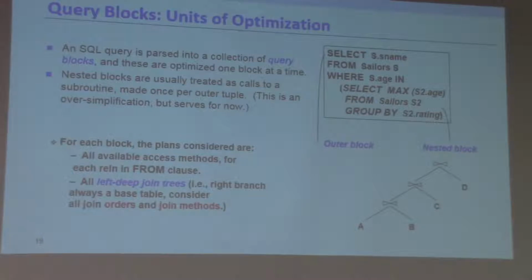The next thing I want to talk about is the unit of optimization. A generic SQL query can be really complicated. It can have multiple levels of nesting, if you recall what a nested query is. Those are notoriously hard to optimize, especially nested queries with correlations between the inner and outer block. I hope you still remember what a correlation means for a nested query. If you don't, go back and review the discussion on SQL.